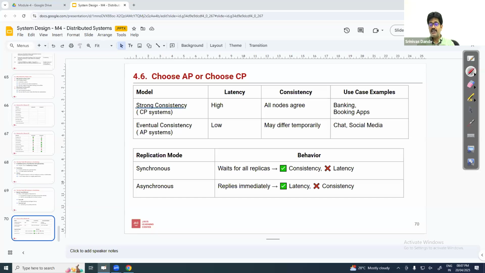So you want strong consistency in applications like banking, booking apps, inventory. We discussed multiple examples, right? In this, if you want strong consistency, then latency is high. Consistency is agreed by all. You can say consistency is high, high consistent, high latency. These are consistent systems, but latency is high. If you want eventual, you link here.